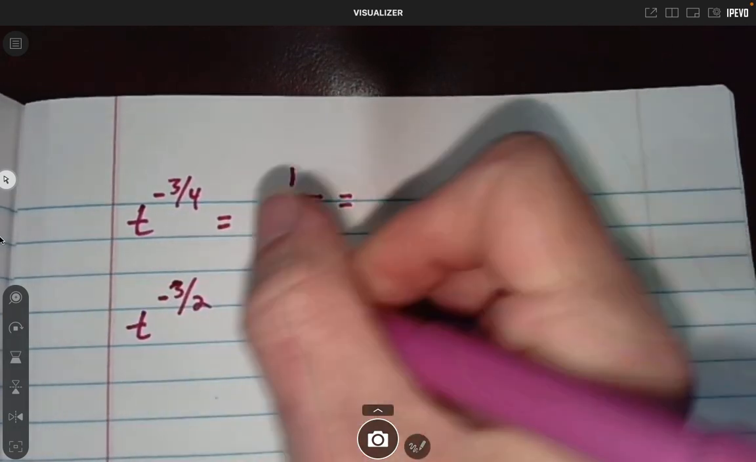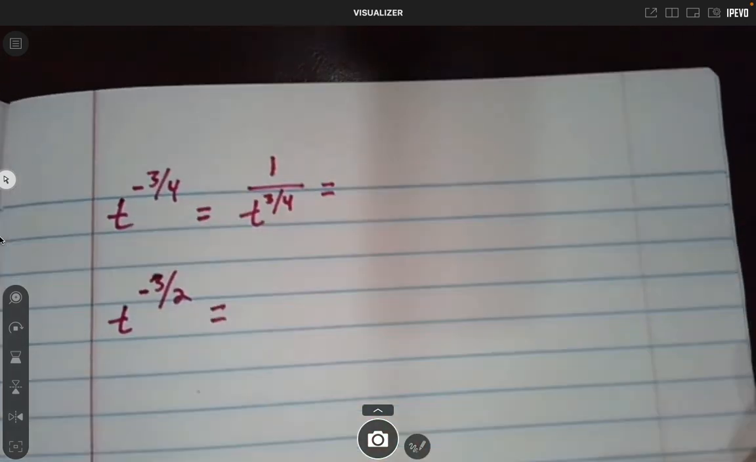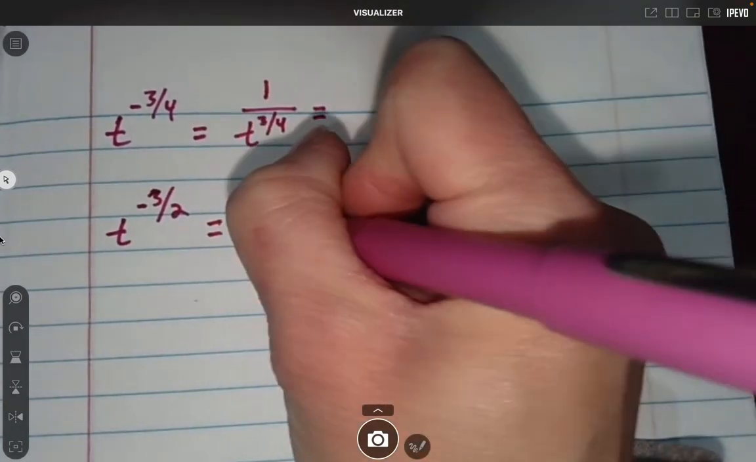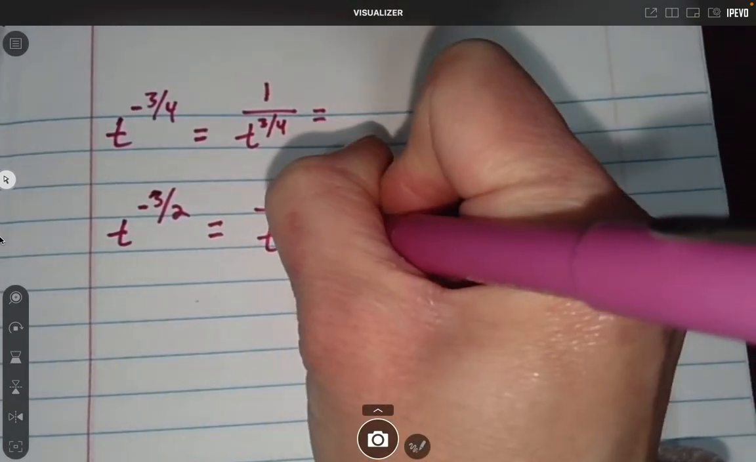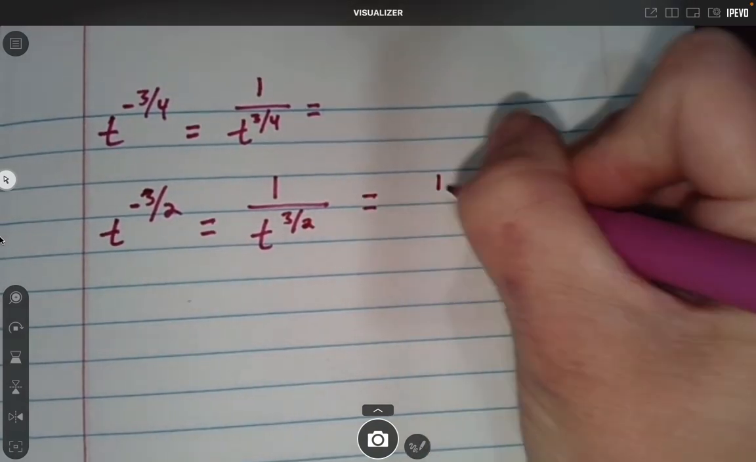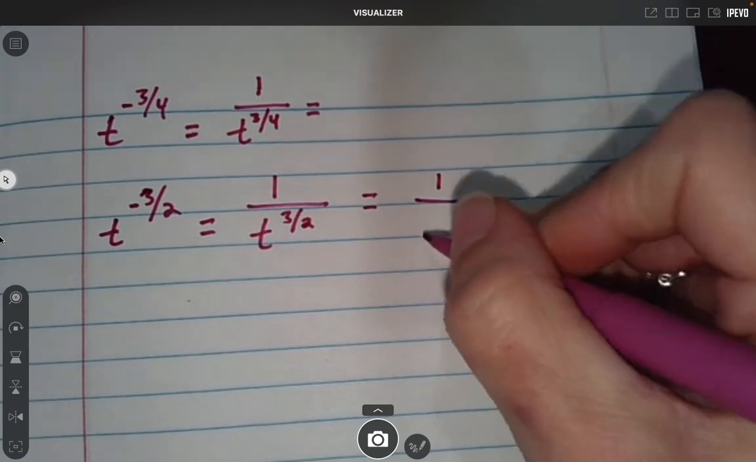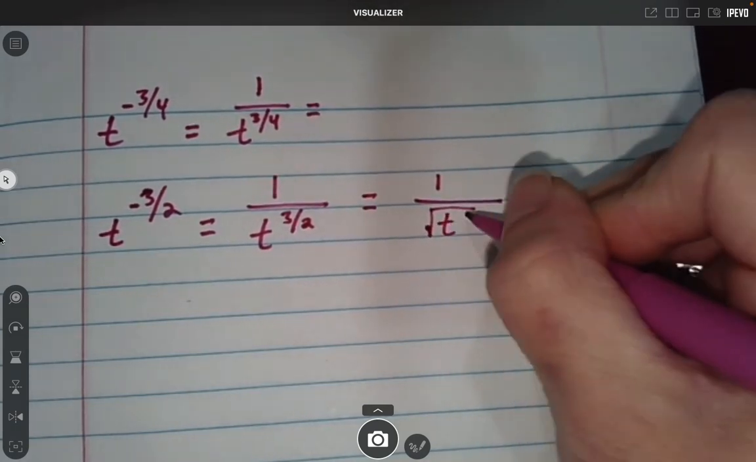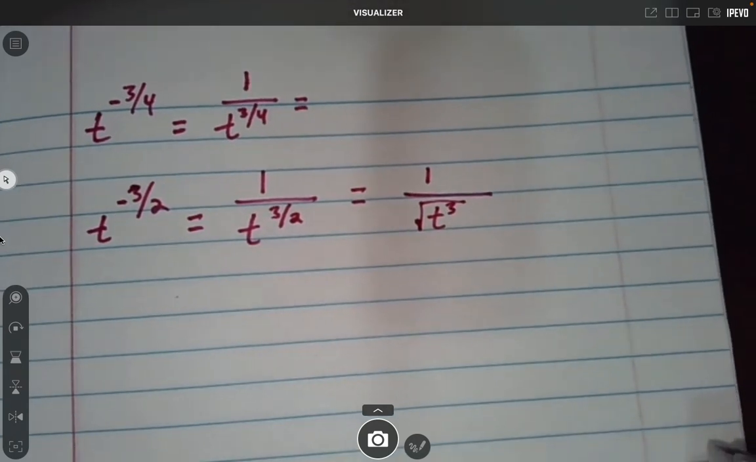I didn't do 3/2 last time. So what is this one? I'm making it up. 1 over t to the 3/2. Everybody's good so far? Now let's write that as a square root. 1 over the square root of t to the third. Yeah. That's right.